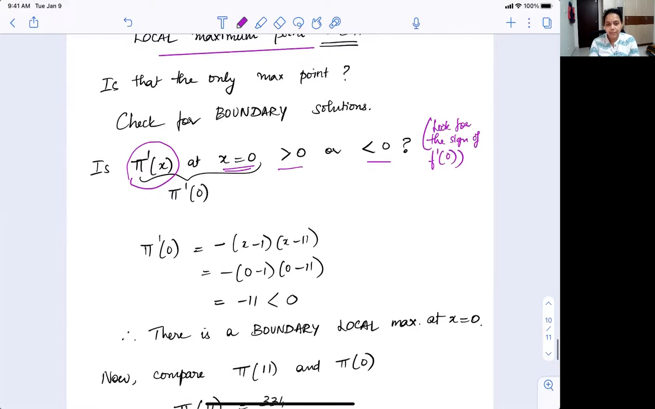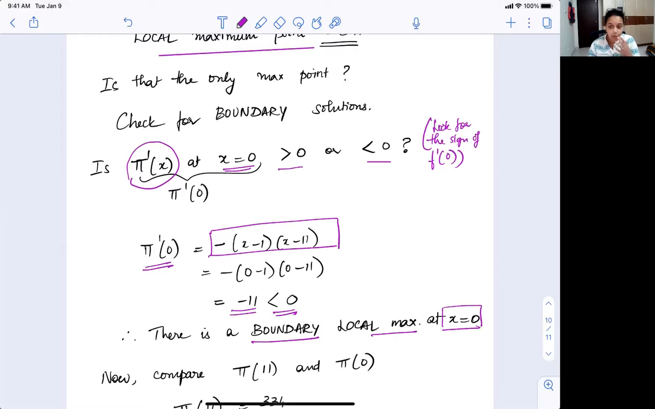Now, instead of f prime, we have pi prime. And how do I find pi prime of 0? Well, this is just pi prime of x. In place of x, all I'm going to do is plug in the value x is equal to 0. And when I do that, I find that the slope at point 0 is minus 11, and therefore it is negative. So we actually have a boundary local maximum at this point, x is equal to 0.